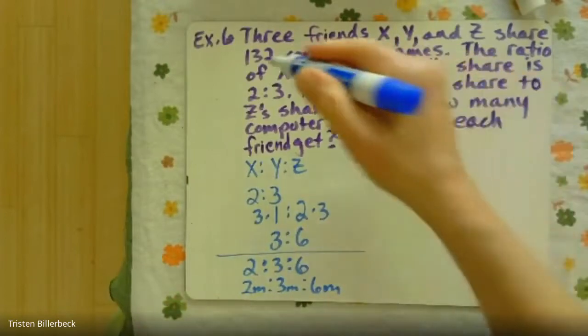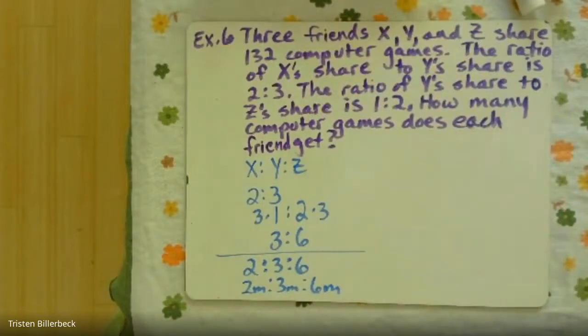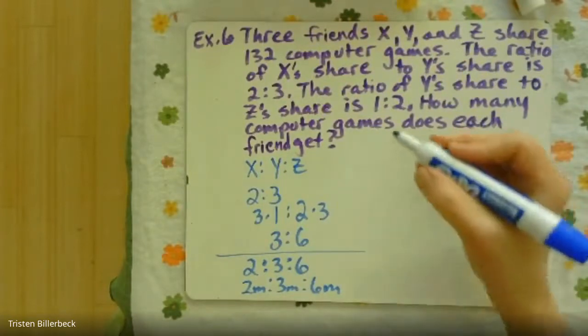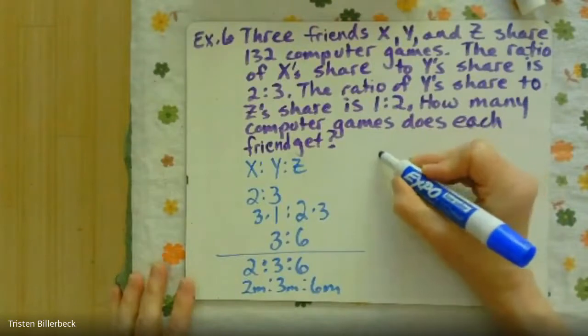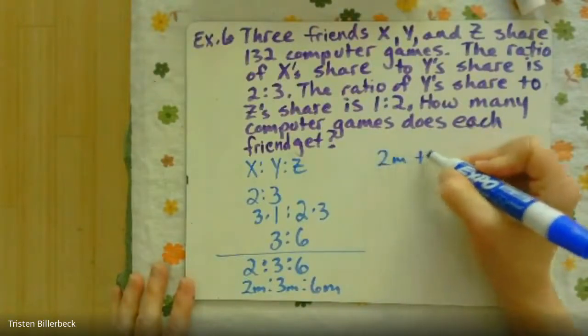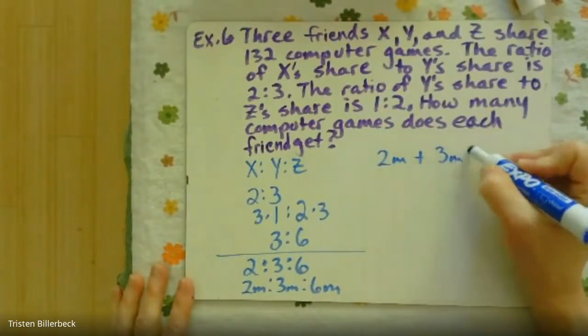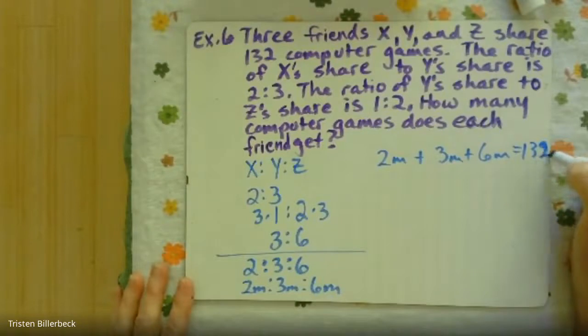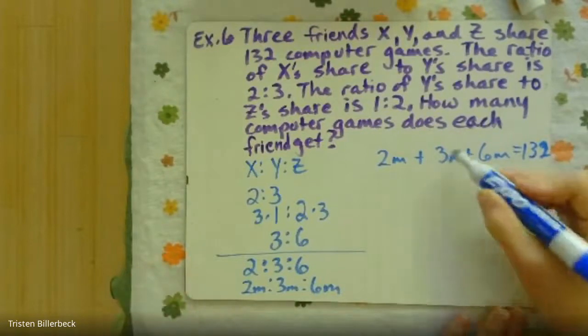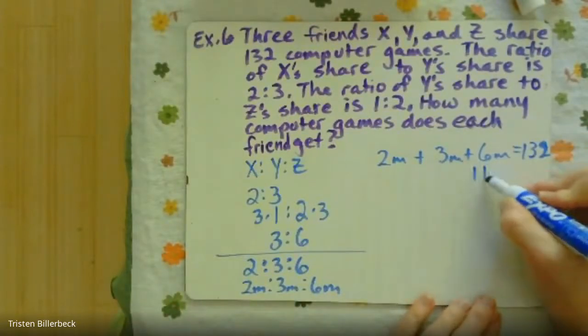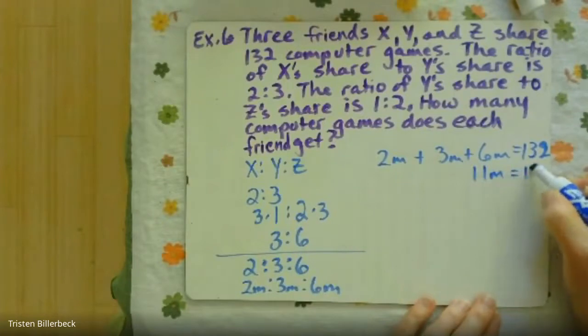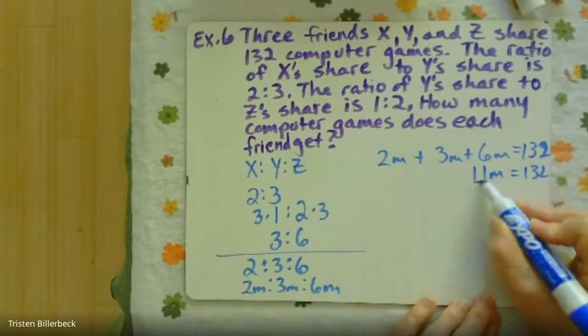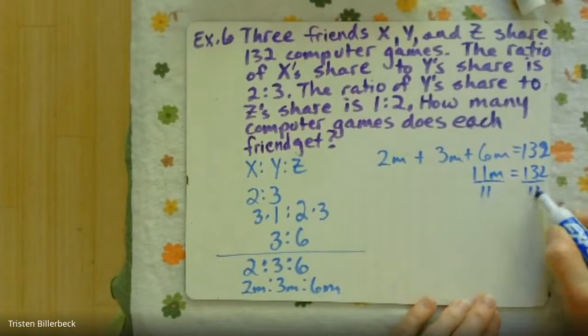And we know the total share equals 132. So if we add 2m plus 3m plus 6m, that should equal 132. So that's 11m equals 132. When we divide by 11, we get m equals 12.